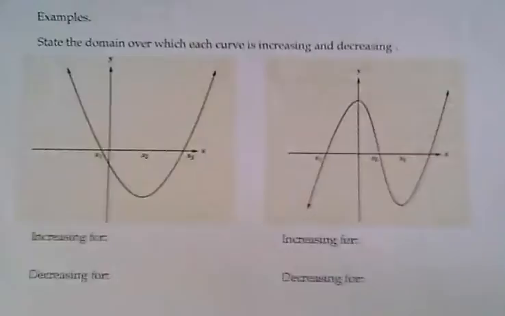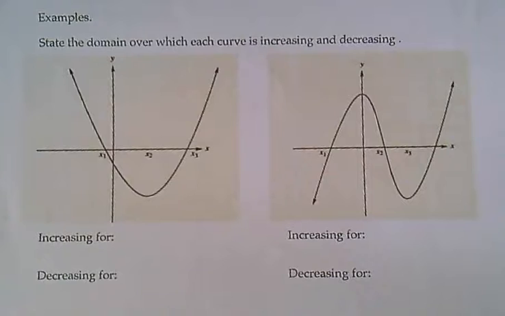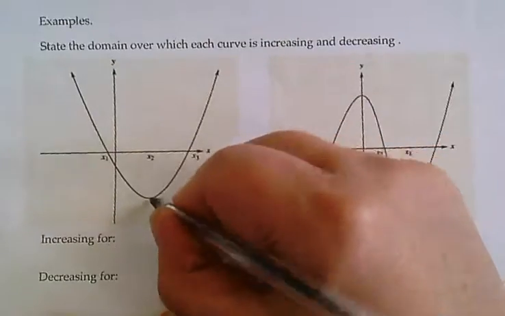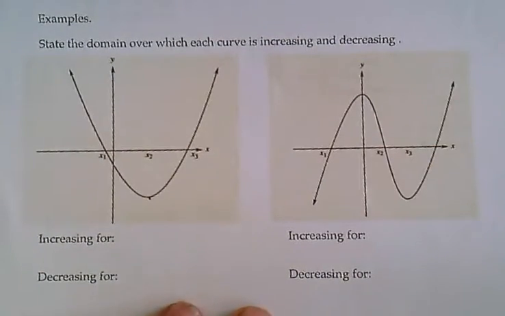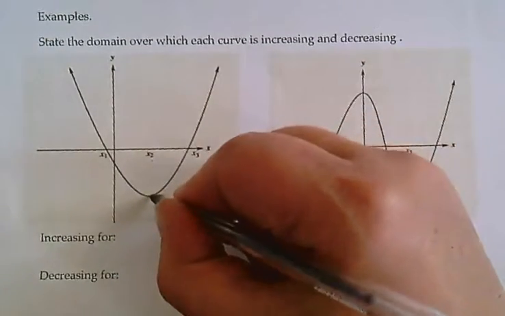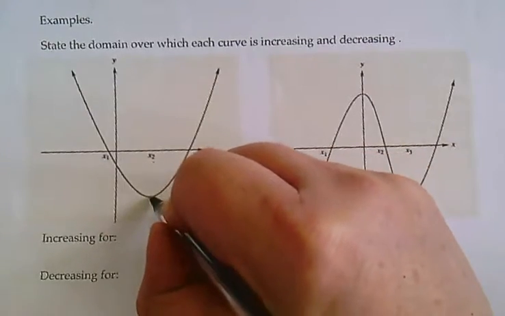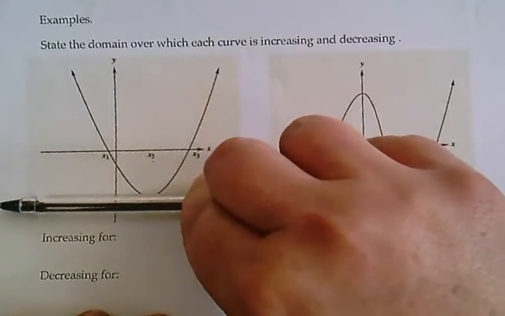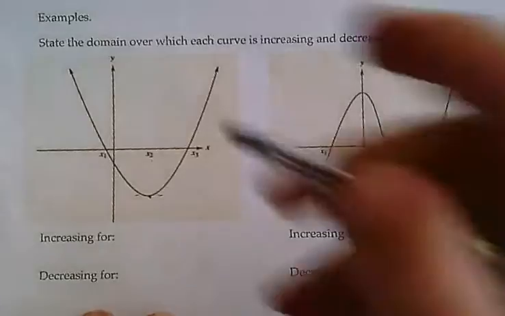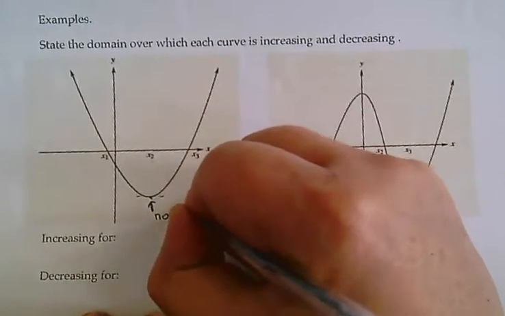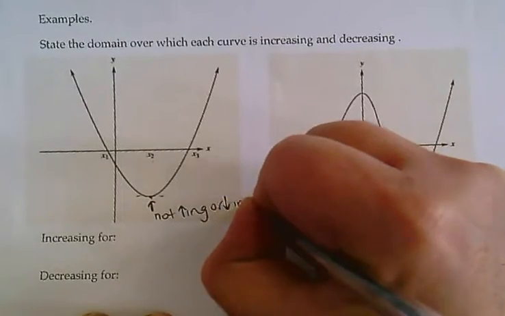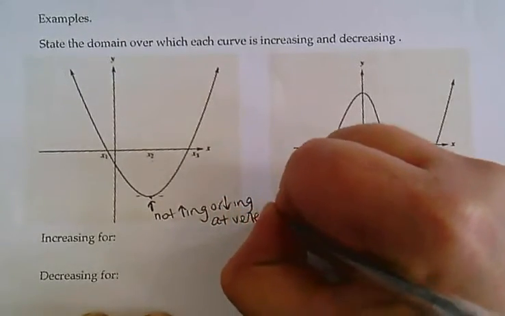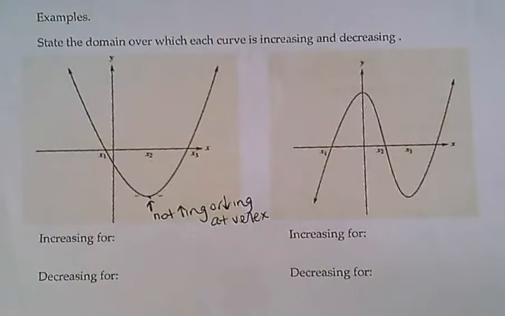Now, the only thing they might ask you, Bart, is to state the domain over which each curve is increasing or decreasing. So, this curve here, the first one, if this is x sub 1, x sub 2, x sub 3, this curve is not increasing at the bottom. The gradient of the curve at the bottom is 0. It's flat at the bottom. It's not increasing or decreasing at the vertex. You'll learn more about that later when we do what's called stationary points.